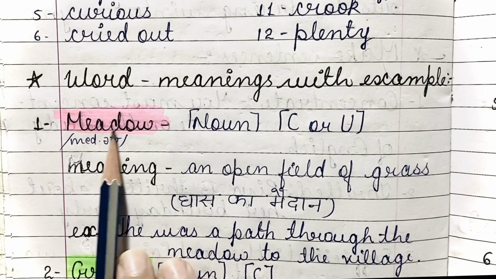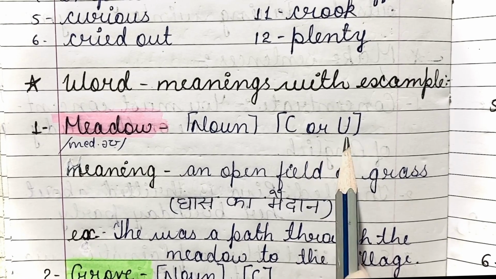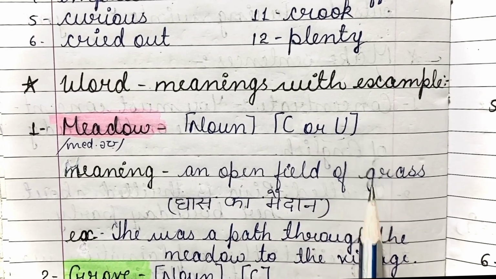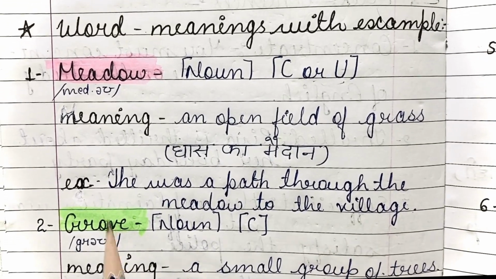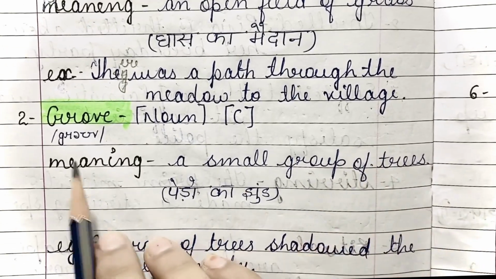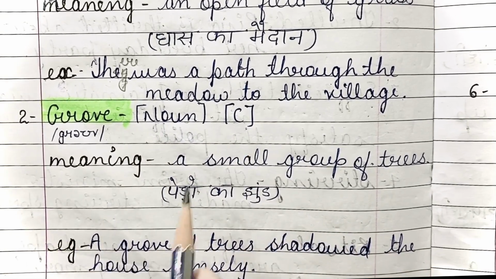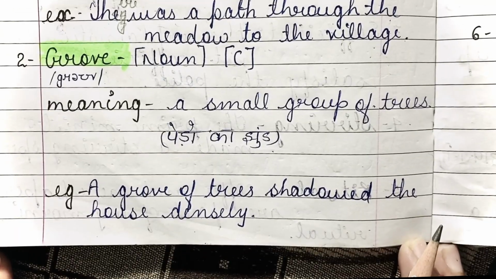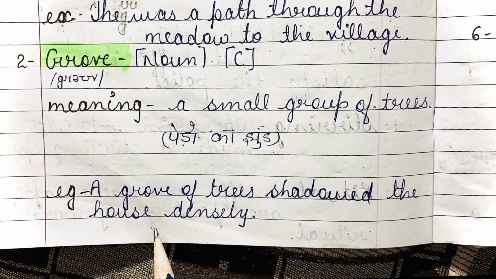So first word is meadow. Meadow is a noun and it's a countable noun. The meaning of meadow is an open field of grass, means घास का मैदान. The example of this word is: there was a path through the meadow to the village. Next word is grove. Grove is a noun and it's a countable noun. The meaning of grove is a small group of trees, पेड़ों का झुंड. The example for grove is: a grove of trees shadowed the house densely.